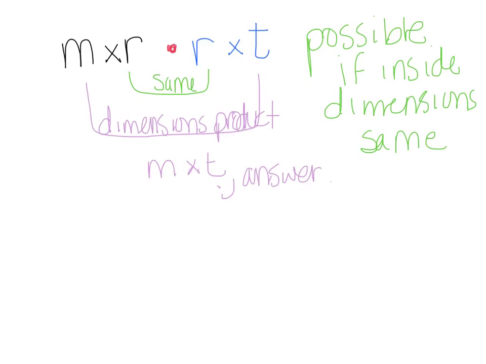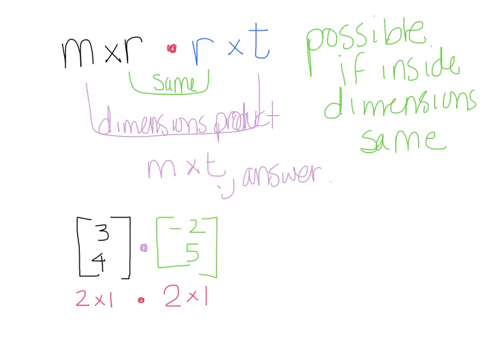So real quick, could you multiply these two matrices together? Try this first one where I have the 3, 4 matrix times the -2, 5 matrix, and can you multiply them? What do you think? Find the size and then decide if you can multiply them. I'm going to say no to this one because these middle two numbers right here and here are not the same. Okay, so that would not be possible.